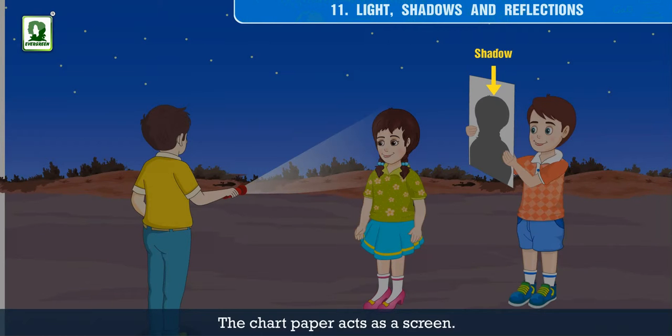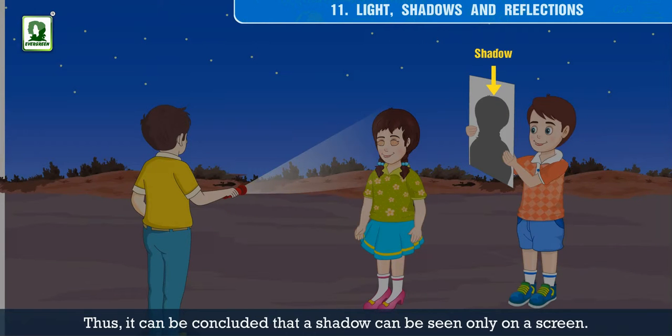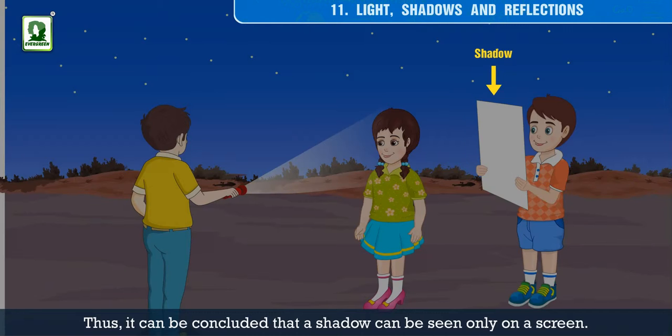The chart paper acts as a screen. Thus it can be concluded that a shadow can be seen only on a screen.